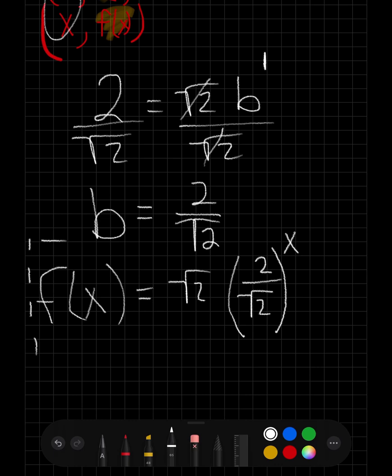And that's how you can get the equation just by reading the graph.